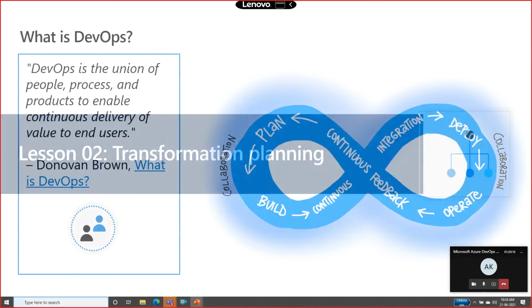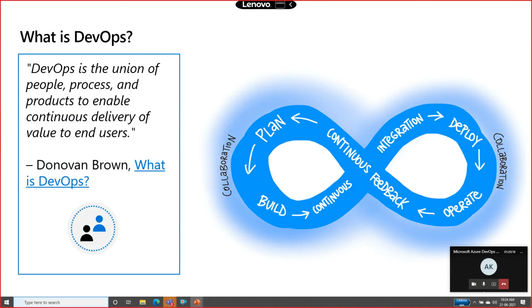Okay, so if you look at what is DevOps, this is the first thing available here. DevOps is not only talking about a specific tool. DevOps is a complete union of your people, process, and products. We should have good people in the team. We should put those processes in place to deploy the application automatically, and the products which we are going to deliver to the client.